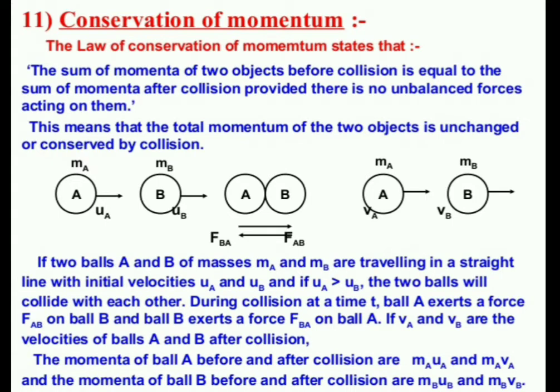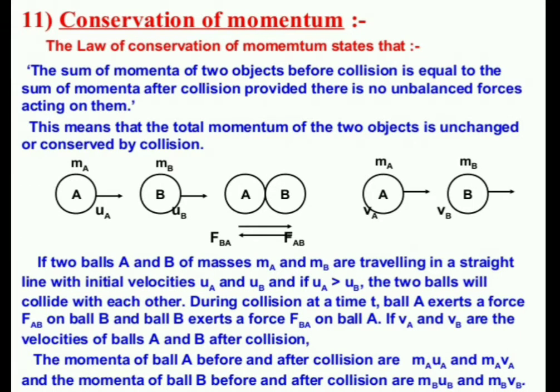So here I am telling that before collision of ball A, the momentum is MA UA, and after the collision of ball A, it is MA VA. Then the momentum of ball B before collision is MB UB, and after collision MB VB. Is it clear, my dear students? Are you understanding slowly? Okay, fine.